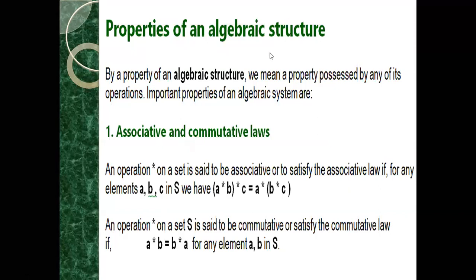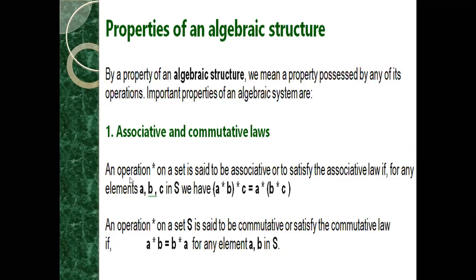Then the following properties are also satisfied. By a property of an algebraic structure we mean a property possessed by any of its operations. The important properties of an algebraic system are the associative and commutative laws. First, associative. What is the associative law? Here star represents a binary operation defined on the given non-empty set, that is either addition or multiplication or subtraction.